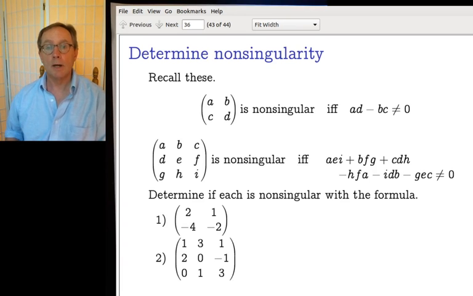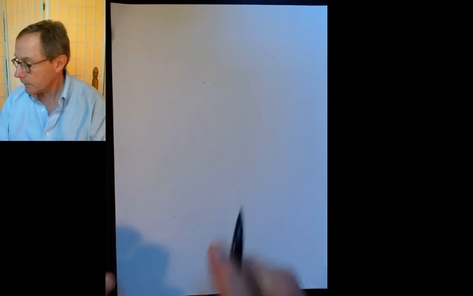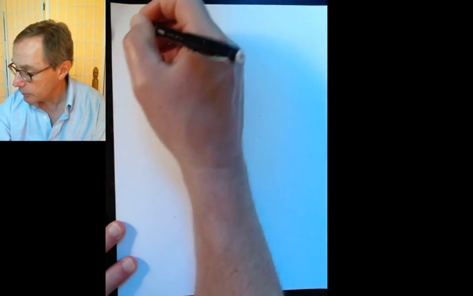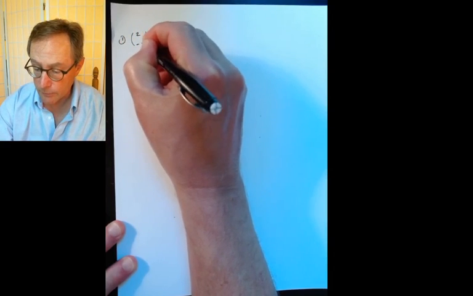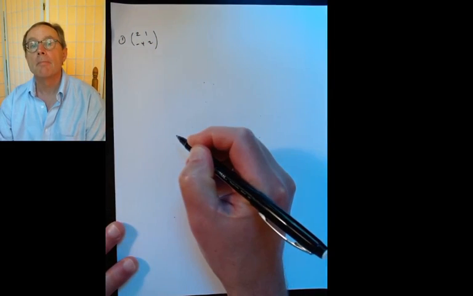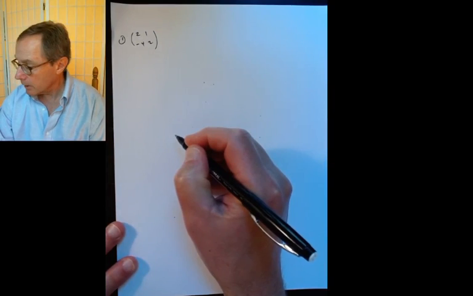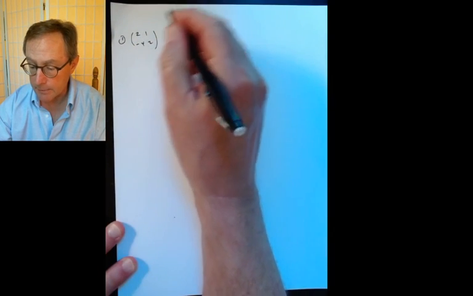So I simply want to emphasize that we're describing the non-singularity versus singularity of matrices, and so that's what the check-in is about. All right, so a relatively easy one here just asks me to calculate the formula. So I have a matrix. It is 2, 1, minus 4, 2. Okay, and so I'm going to calculate AD minus BC.